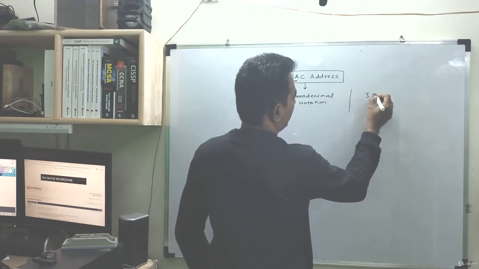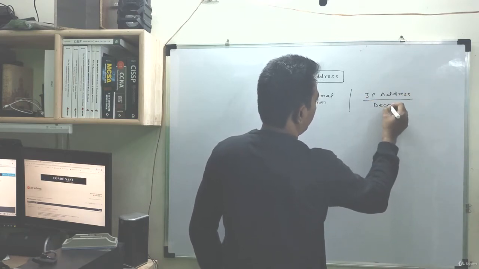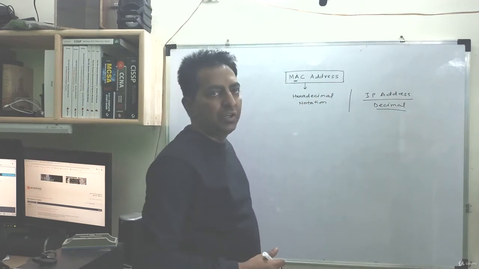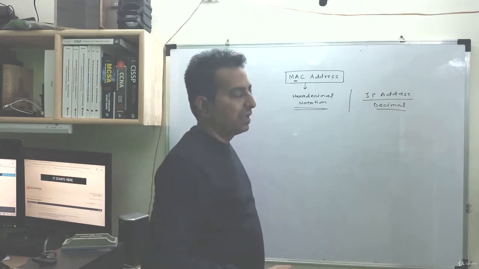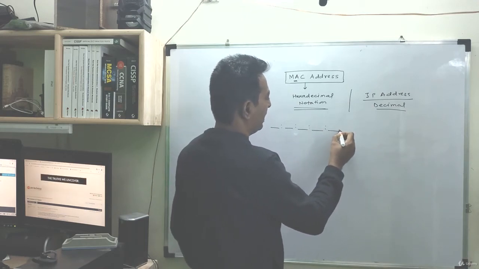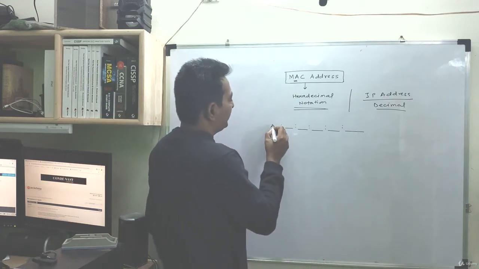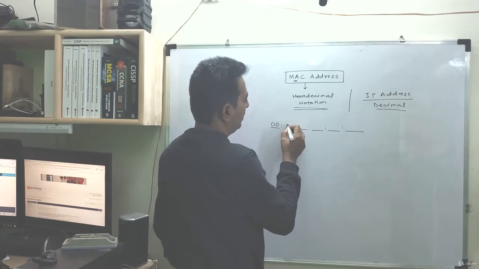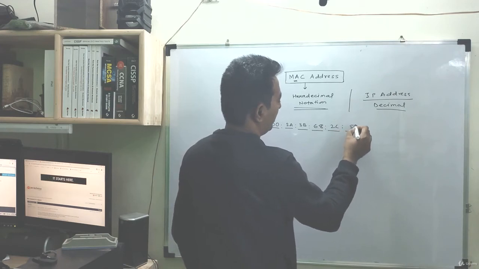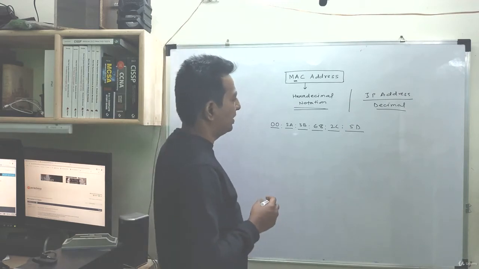IP address, on the other hand, is mentioned using decimal notation, but MAC addresses are mentioned using hexadecimal notation. So it's a 6-field address separated by a colon, 1 2 3 4 5 and 6. So friends, this is something like this: 00:2A:3B:6A:2C:5D. So I have just picked up a random MAC address just for your understanding.